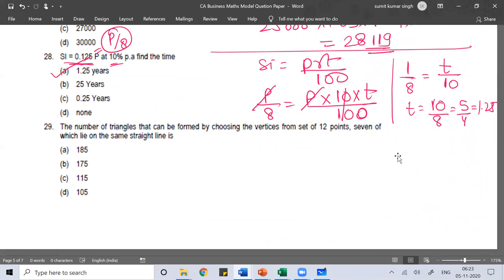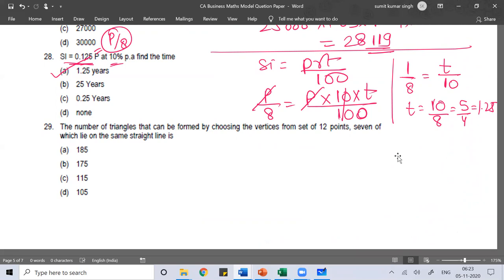Next question: the number of triangles that can be formed by choosing the vertices from a set of 12 points, 7 of which lie on the same straight line. These kinds of questions are very important. Whenever we talk about a triangle, we need 3 non-collinear points, or 2 collinear and 1 non-collinear. Then only we get a triangle.